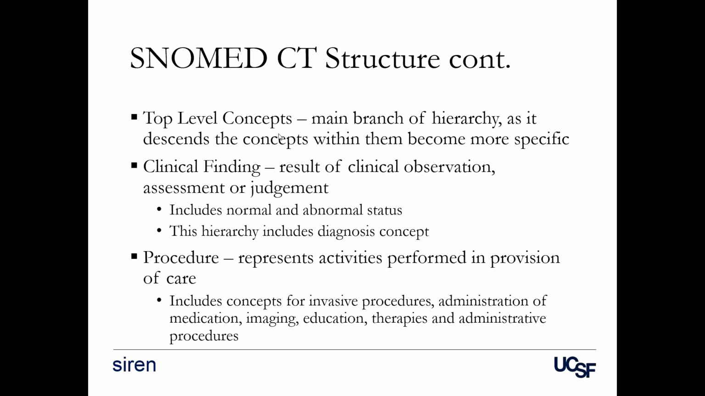At the top level concept, there's a main branch hierarchy, and as you descend in the hierarchy, the concepts within them become more specific. In the clinical finding top-level hierarchy, these are the results of clinical observations, assessments, or judgments. They can include both abnormal and normal statuses, and this hierarchy also includes a concept for diagnosis. As an example of clinical, you can have something as a finding such as a headache, or you can identify that the patient has normal breath sounds as opposed to only identifying an abnormal status.